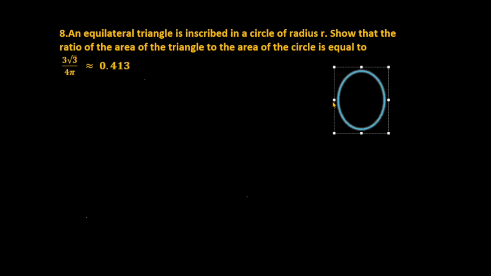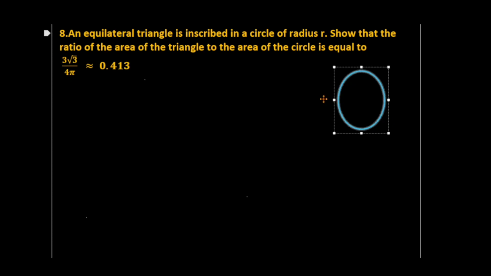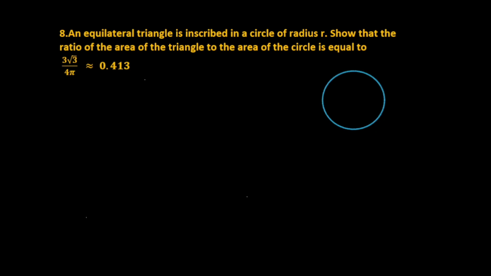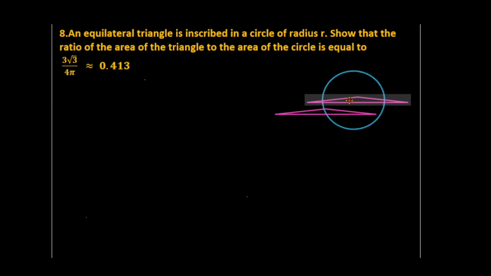So, one circle is there. Inside this circle, we are having a triangle. A triangle inscribed in a circle means all the vertices should be on the circle. All three vertices should be on the circle.